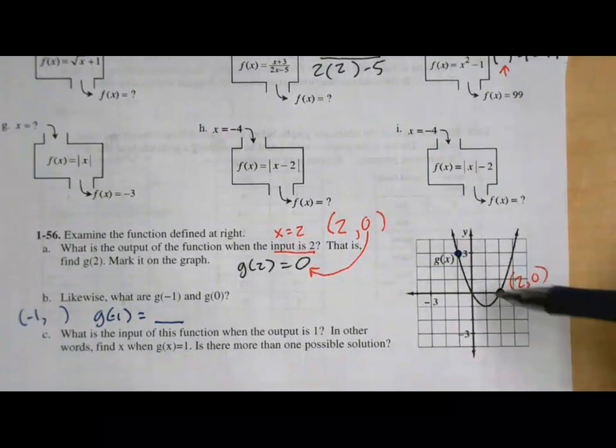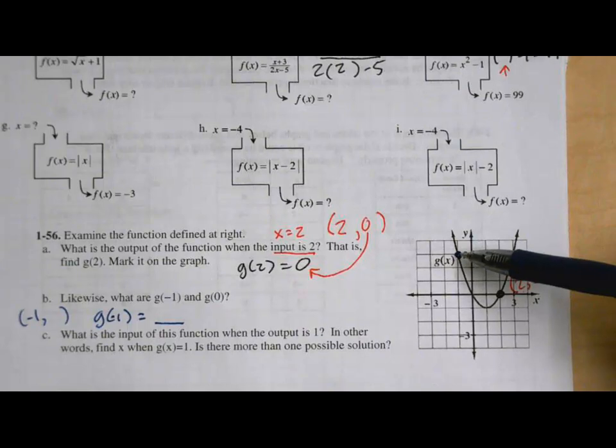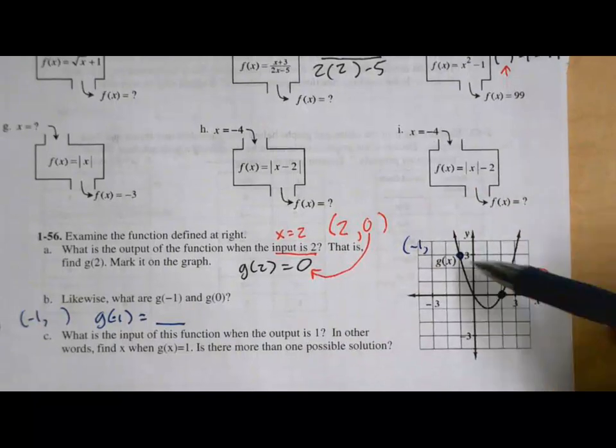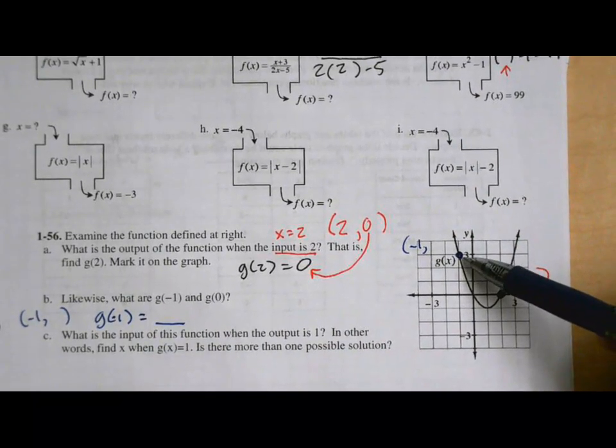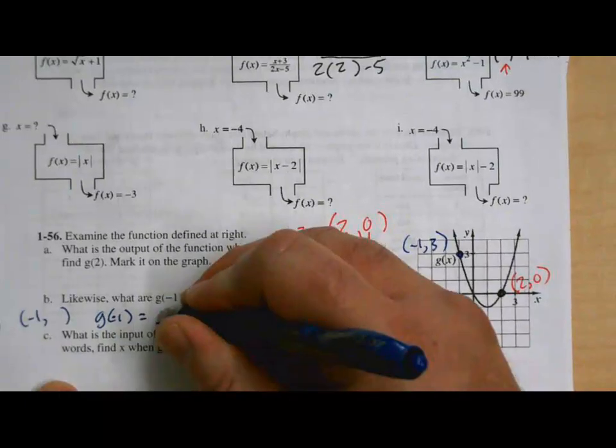Do you guys agree that this point up here would have an x-coordinate of negative 1? This point has an x-coordinate of negative 1. What's the y-coordinate of that point? Negative 1 comma 3. So g of negative 1 is 3.